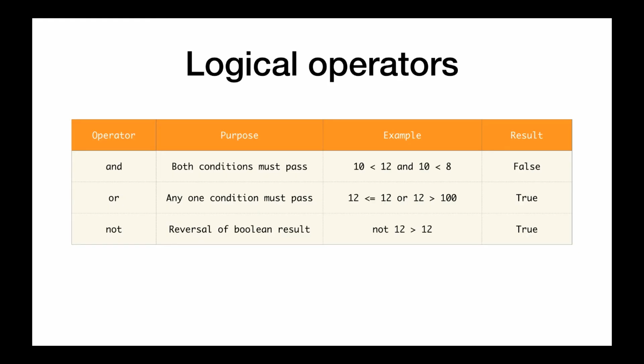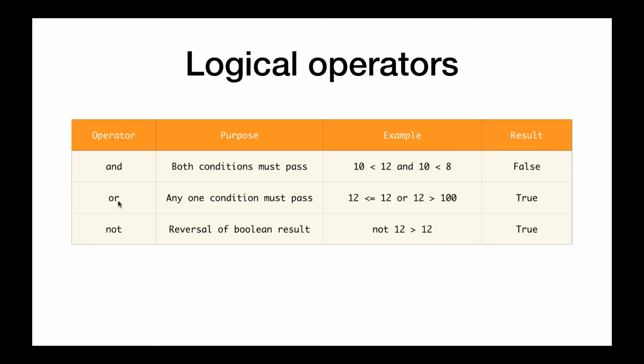Logical operators can be used for combining more than one condition. Each logical operator can be used with two conditions simultaneously. For example, 10 less than 12 is one condition, 10 less than 8 is another condition. 10 less than 12 results in true, whereas 10 less than 8 results in false. True and false is going to be false. False and true is also false. False and false is obviously false. So the only way the condition becomes true is when both conditions are true here.